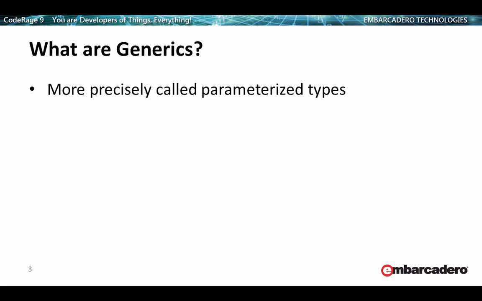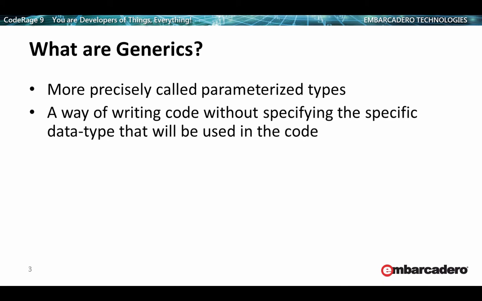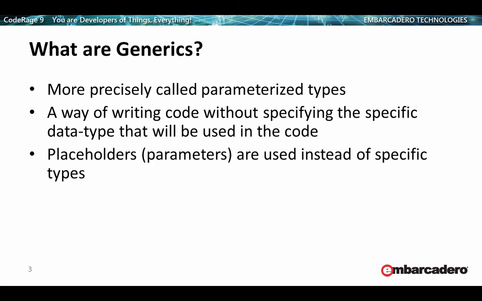So what exactly are generics? Well, more technically, they're called parameterized types. That's because the code that we're going to create will use placeholders instead of real types for where it's necessary. As a result, these placeholders get used, they're parameters, instead of real types. So it's type agnostic. We don't really care about that. It's generic, which is where all this comes from.